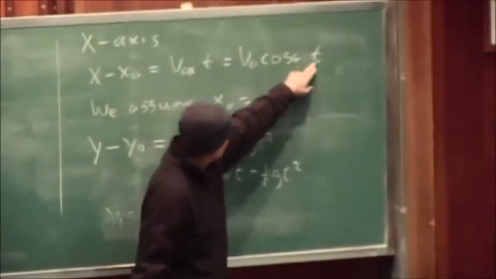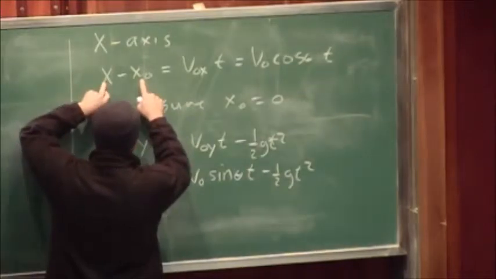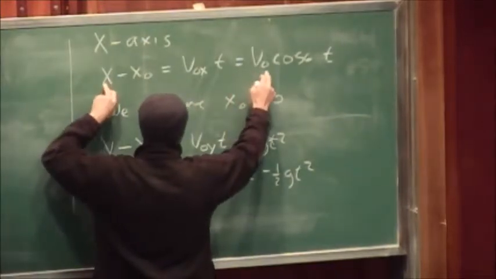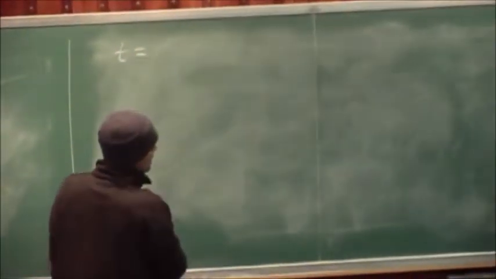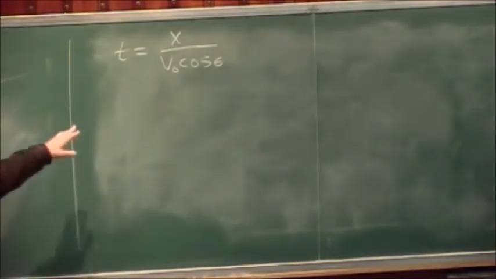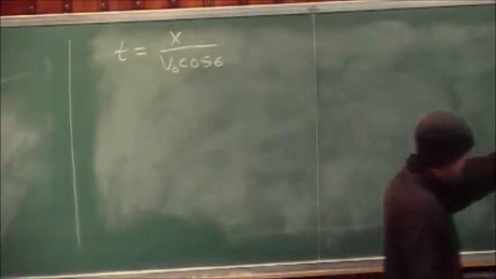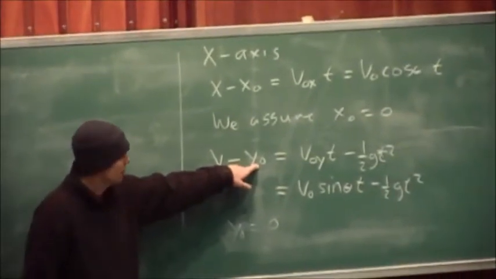So in this particular case, we can use this equation right here. We've assumed x0 is equal to 0, and so x is equal to v0 cosine theta times t. So t is going to be equal to x over v0 cosine theta. Now, we have this function right here, and we're going to assume y0 is equal to 0 again because we've launched it from the origin.